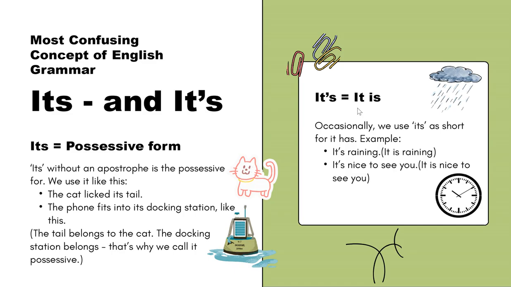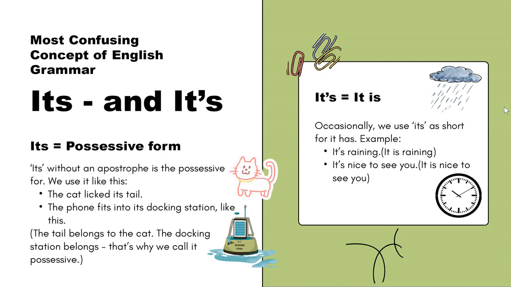It's, it is. Occasionally, we use it's as short for it has. Example, it's raining. It is raining. It's nice to see you. It is nice to see you.